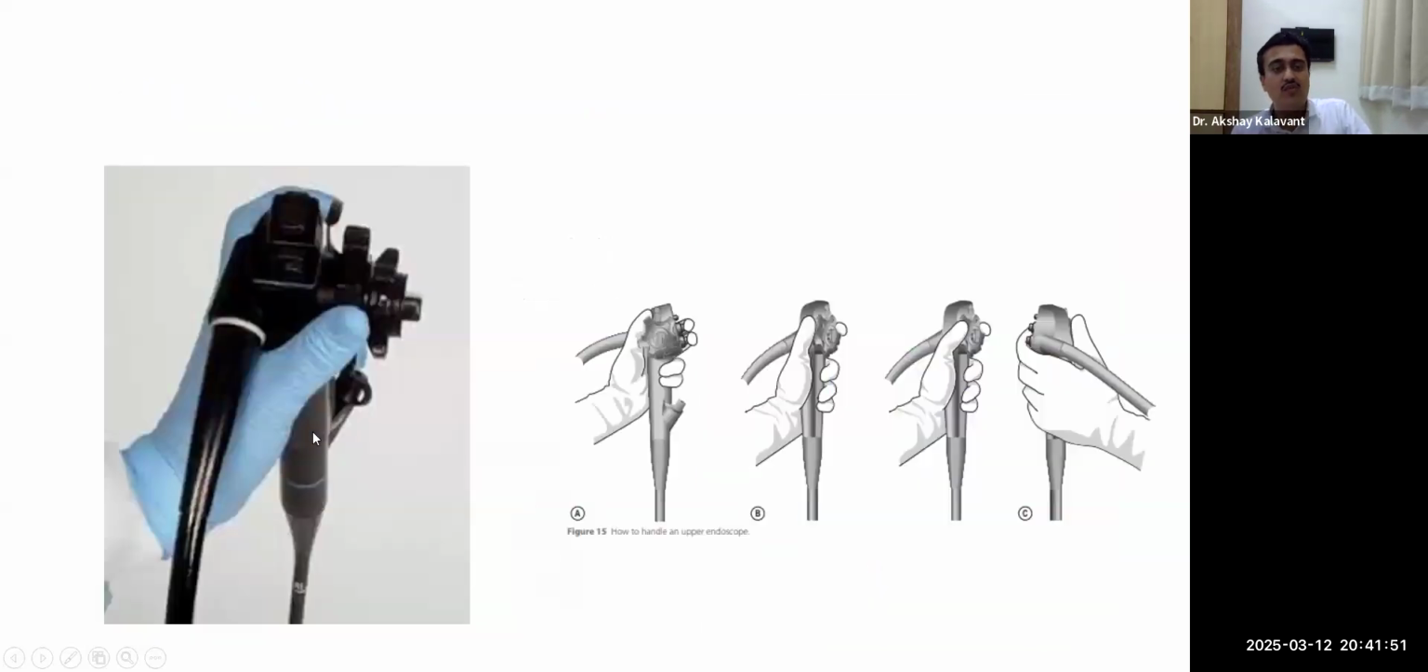Now, this is how we hold the scope. If you are a right-handed person, we hold it with the left hand. This is the big wheel, and this is the small wheel. The big wheel is for up and down, and the small is for right and left deviation of the tip of the endoscope. With the same hand, with our index finger and ring finger, we manipulate the switches for suction and air insufflation. And with the right hand, which is free, we direct our scope into the patient's orifice or lumen.